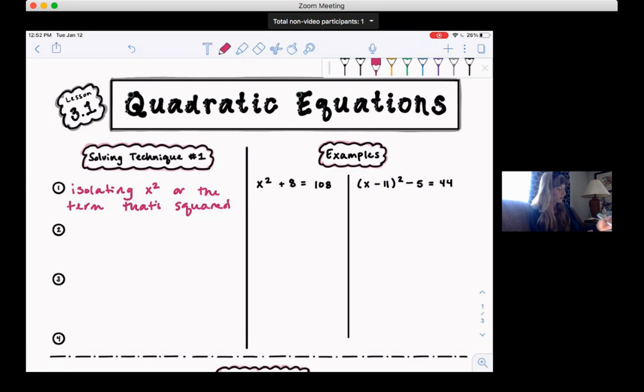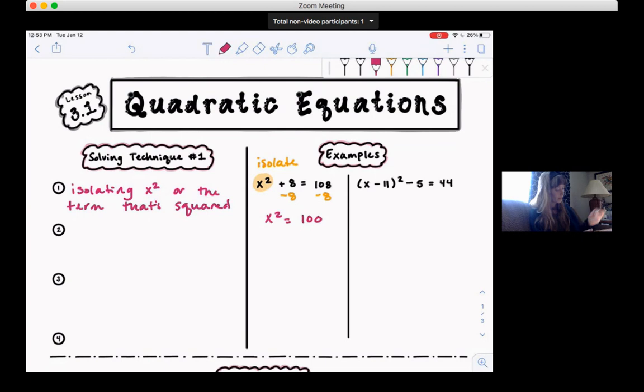So let's do that for our first example. So we want to get x squared by itself. Let's highlight that. We want to isolate this. So to do that, we need to get rid of the plus 8, so we'll just subtract 8 from both sides. That will give us x squared equal to 108 minus 8 is 100.